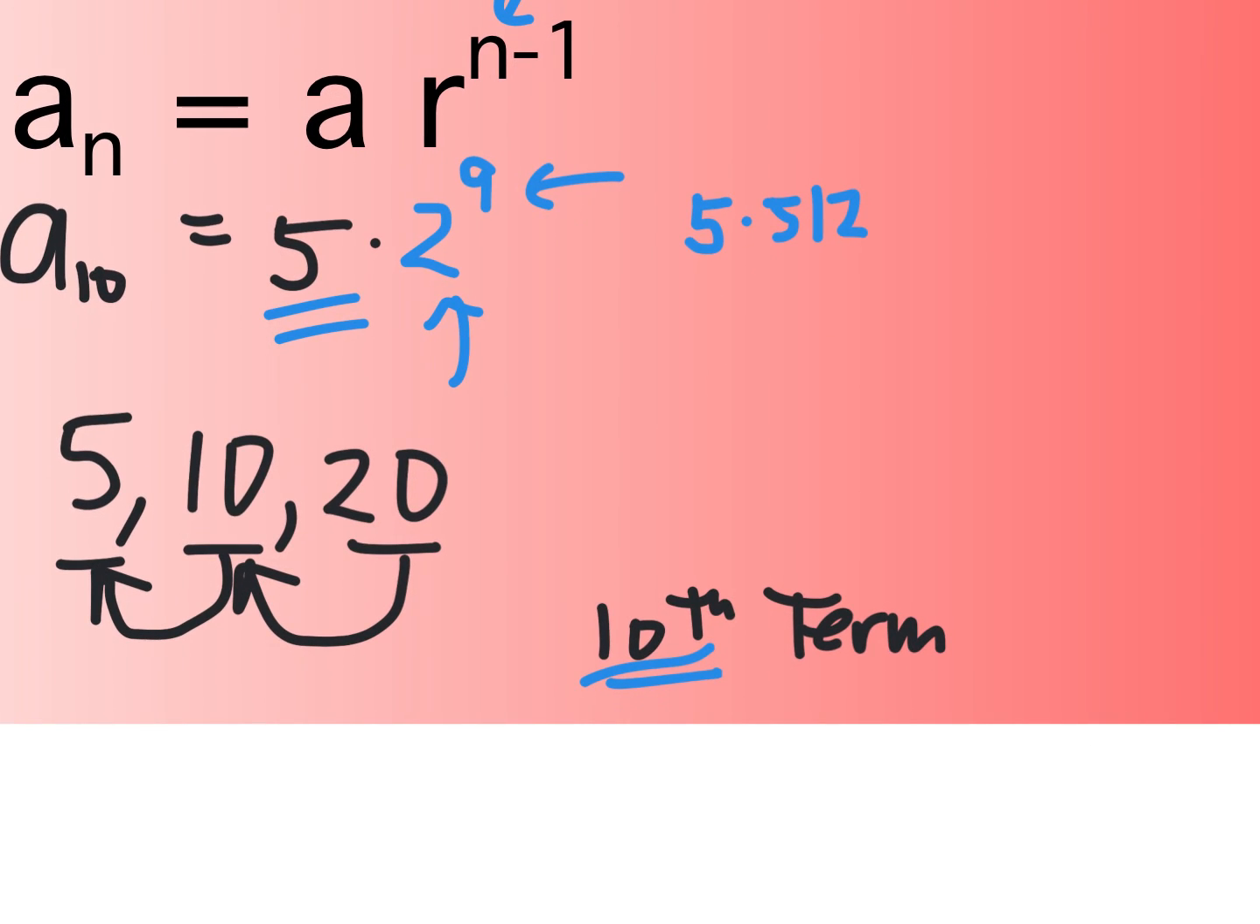5 times 5 is 25. I have a couple zeros, but then I got to go 5 times 12. That's not that bad. That's 60. So 25... I think it's 2560. Can anybody verify that? All right, cool. There we go. That's our 10th term. It uses this formula.